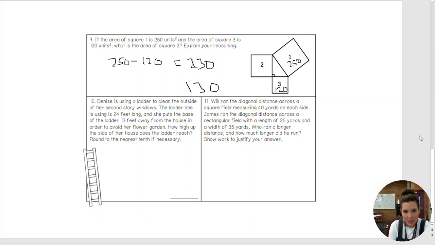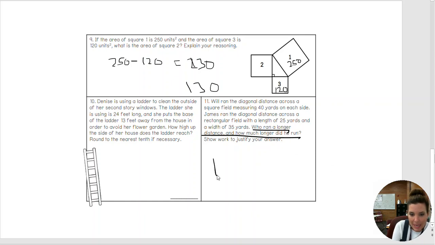Okay, number 11. Will ran the diagonal distance across a square field measuring 40 yards on each side. James ran the diagonal distance across a rectangular field with a length of 25 yards and a width of 35 yards. Who ran a longer distance and how much longer did he run? So the question we're answering is who ran a longer distance and how much longer did he run?